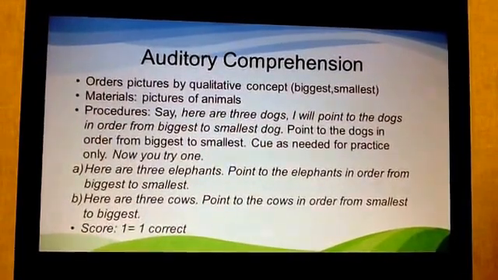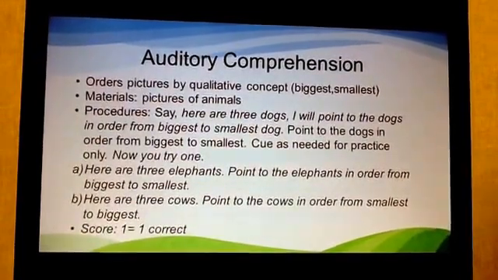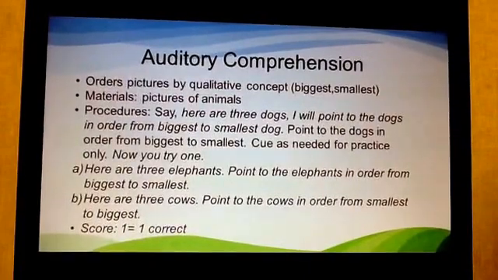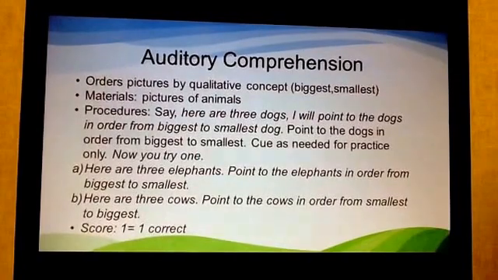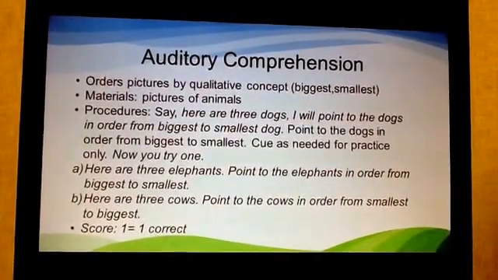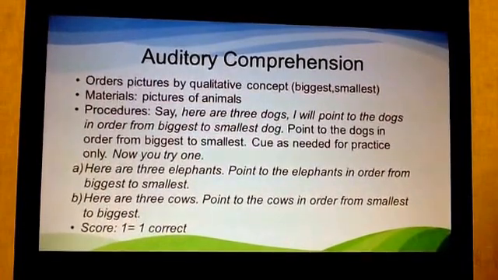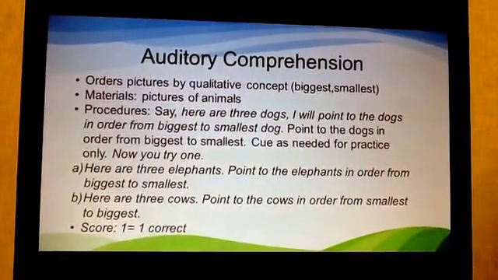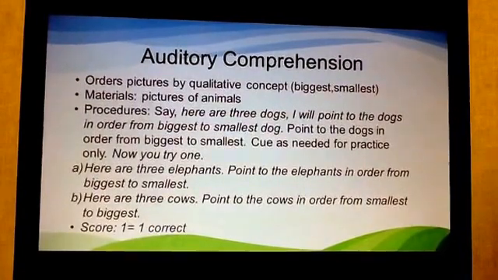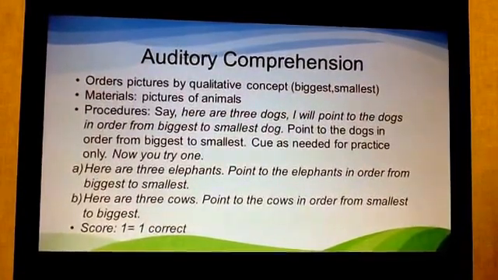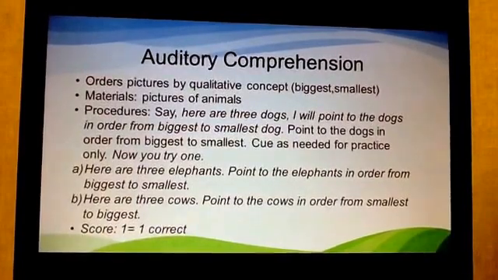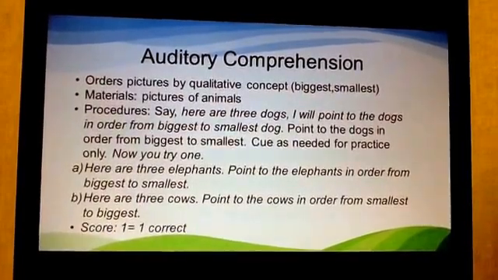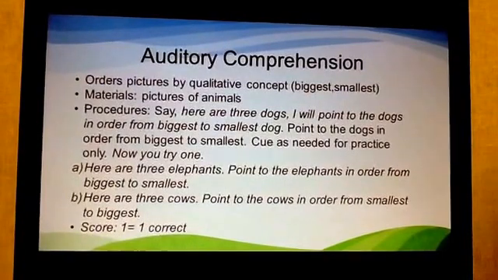The clinician will start out by presenting pictures to the child about the qualitative concepts of biggest and smallest. Then the clinician will provide the following model. Here are 3 dogs. I will point to the dogs in order from biggest to smallest. Then the clinician will point. With cueing if needed, the clinician will prompt the child to try the next one using the following script. Here are 3 elephants. Point to the elephants in order from biggest to smallest.